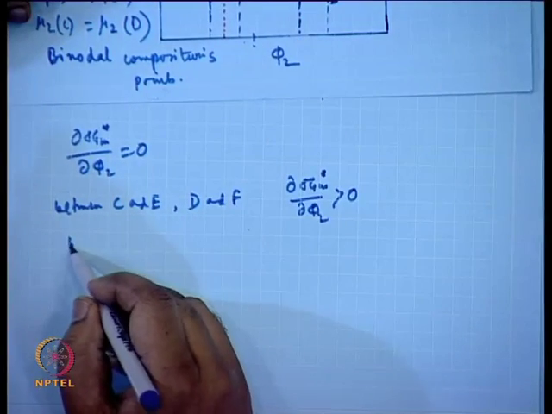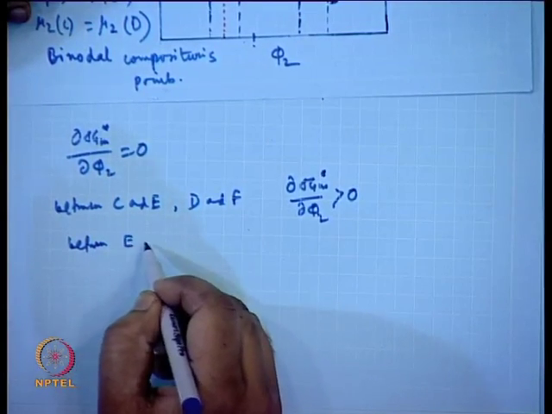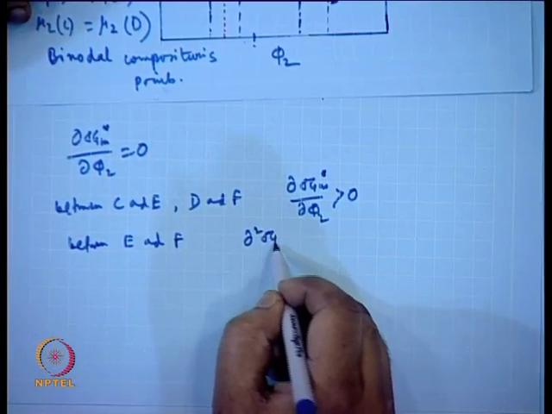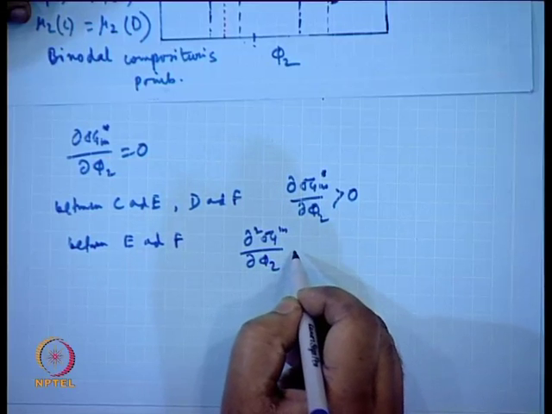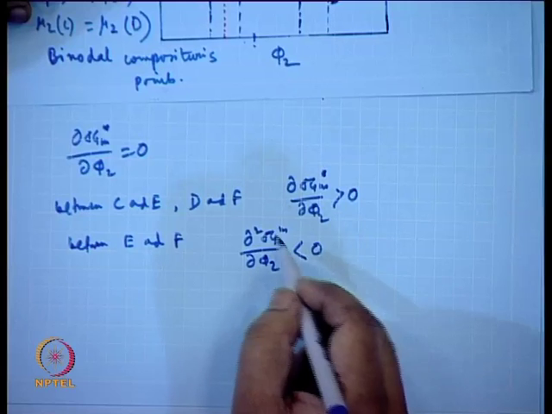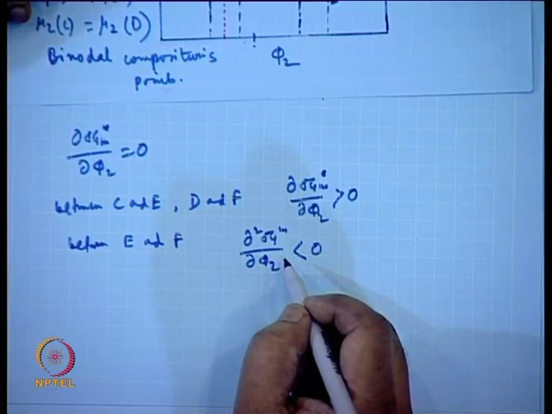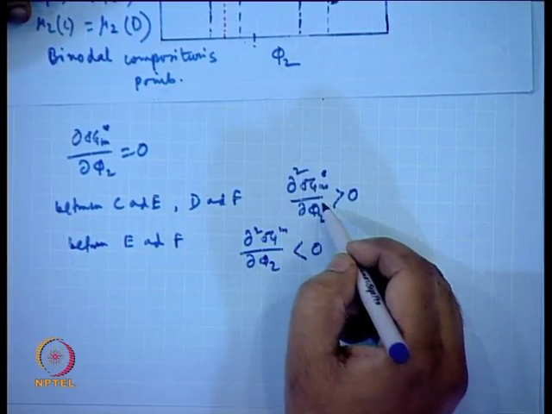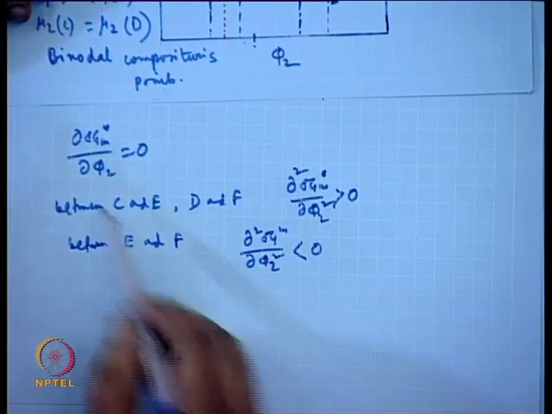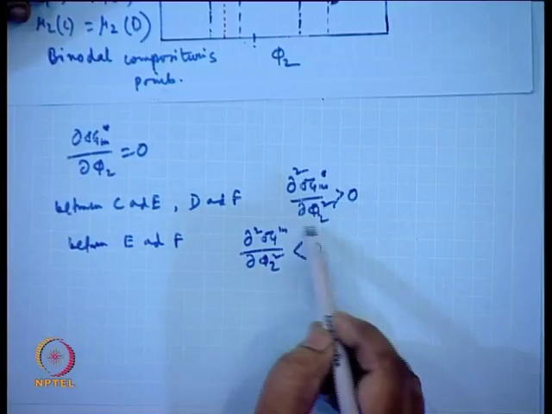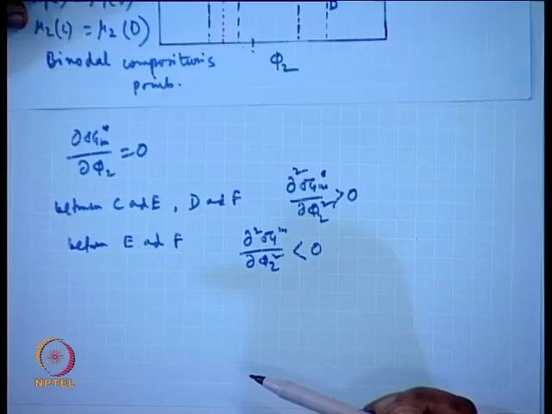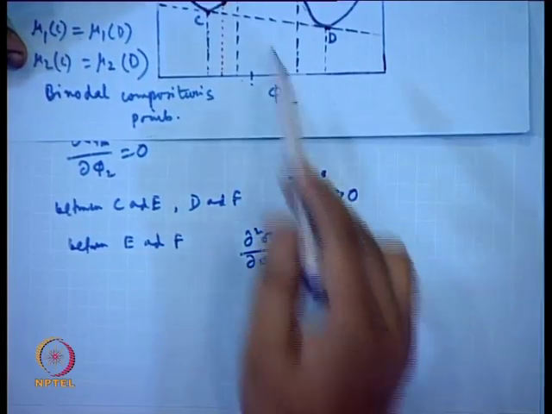And between E and basically F, this is the change of slope. This is slope, and this is the rate of change of slope. Okay. This rate of change is moving in positive direction here and negative direction here.